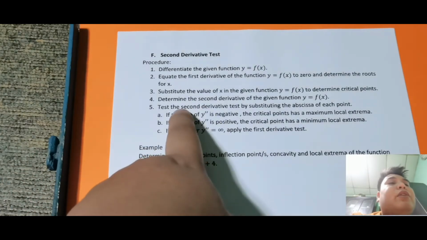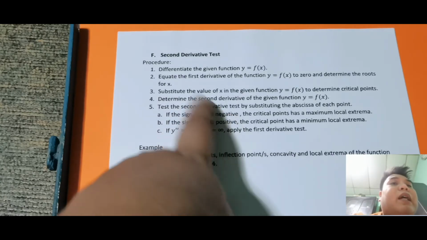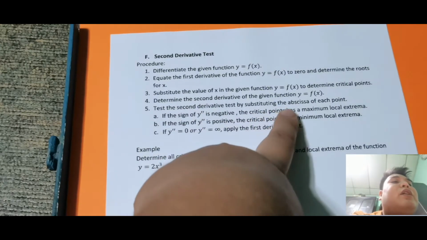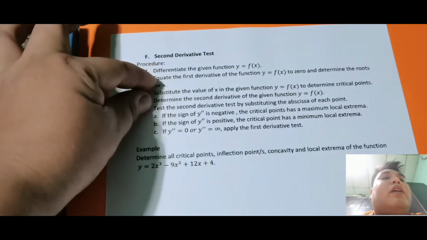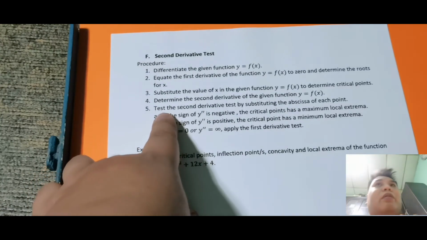Again, hindi mo i-equate yung second derivative sa 0, although i-equate mo siya pag kukunin ang inflection point. So test the second derivative, kaya nga second derivative test. Test the second derivative by substituting the abscissa of each point. Meaning, yung dalawang critical points, i-substitute mo dun sa second derivative, yung abscissa nun. Hindi ka pipili ng mas mababa o mas mataas, basta sakto i-substitute mo.